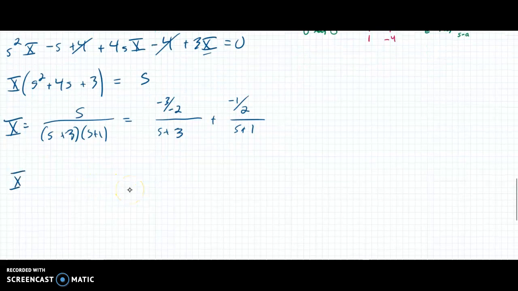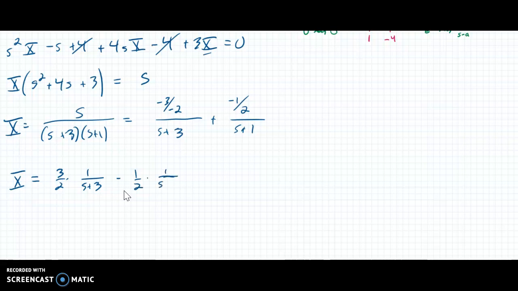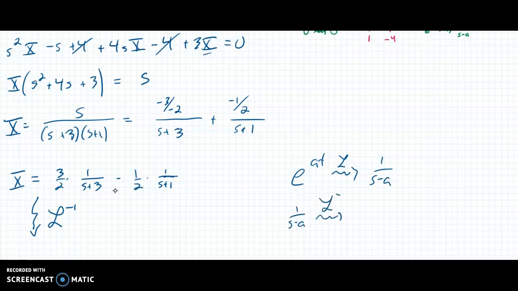So this gives me X is equal to, I get 3 halves times 1 over s plus 3 minus 1 half times 1 over s plus 1. And then this can be inverse Laplaced. And remember, e to the at, Laplace is 1 over s minus a. That tells me that 1 over s minus a inverse Laplace is e to the at.